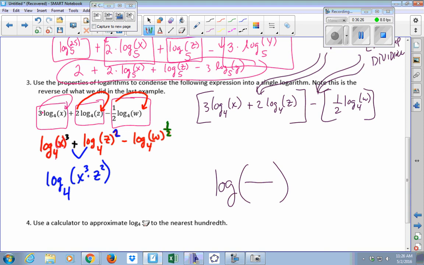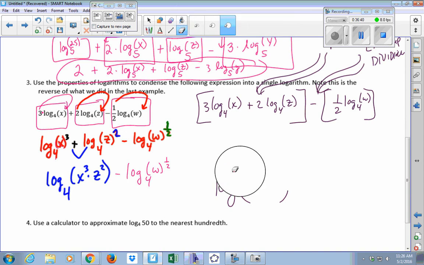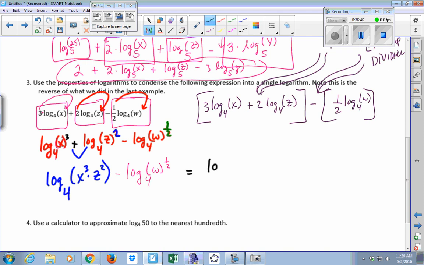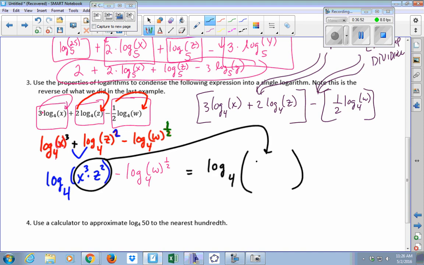And now I subtract from that the log base 4 of w to the 1/2. And so now I have a subtraction problem of 2 logs with exactly the same base. Always keep your eye out to make sure it's the same base. So that means this becomes the log base 4 of, this is my numerator, x cubed times z squared, over w to the 1/2. So that's how you would condense it right back, and you don't even need that times in there. You can just say x cubed z squared.